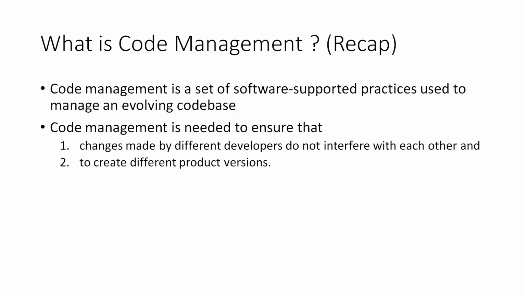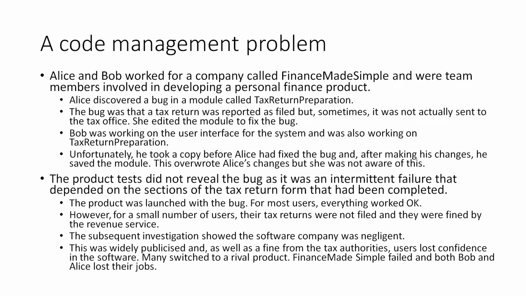It is also used to create different product versions. If developer 1 successfully updates and publishes it, it will be made, say, version 1.0 or 1.1. If another developer changes it and publishes it, it is made 1.2. Likewise, different product versions can be created with the help of code management. Let us see one by one in detail, don't worry. First, let us discuss the code management problem.